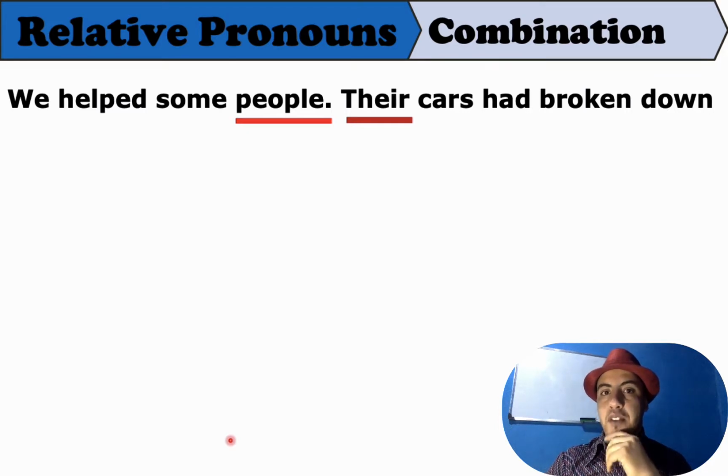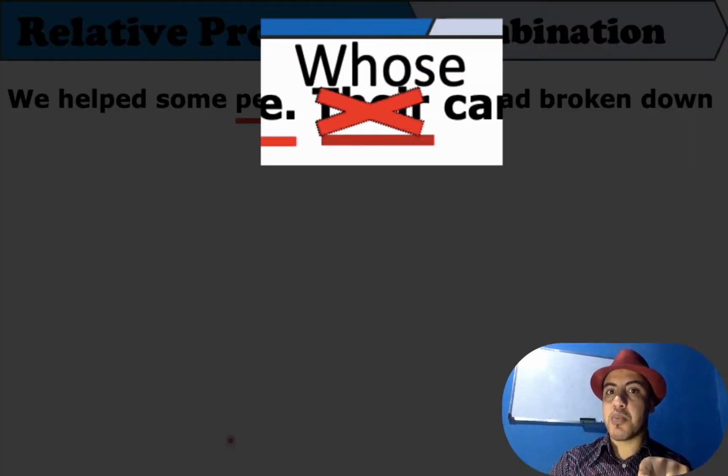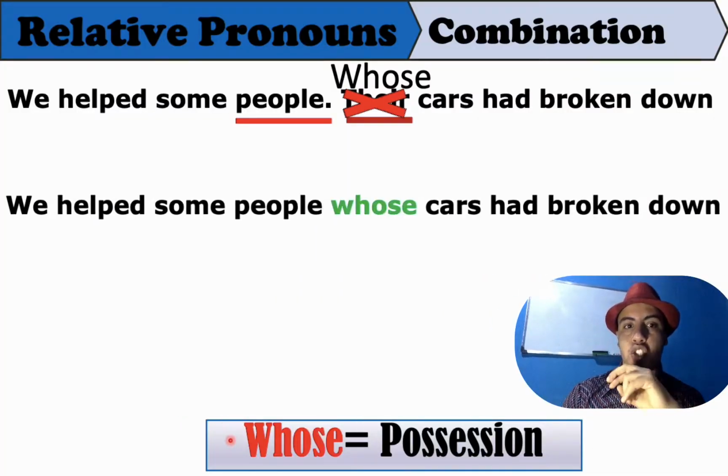Okay, so when we have a possession, what do we use? We use whose. Remember this one, we use whose. So we are going to delete there and we need to replace it with whose. So the answer is, whose is used for possession, يعني الملكية. So we help some people whose cars. What does whose mean? Whose means the car of. The car of people. So we help some people whose cars had broken down.